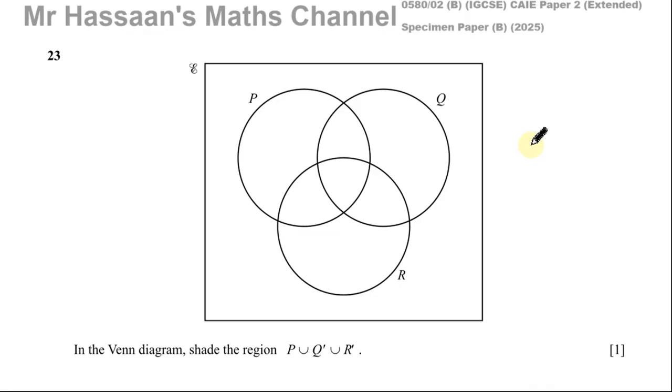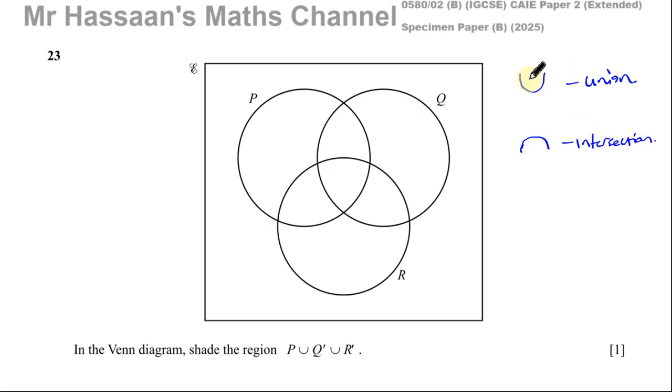So here we have a Venn diagram which involves 3 circles. And it says, in the Venn diagram, shade the region P union Q complement union R complement. So this symbol here means union. Okay? And with set notation and Venn diagrams, this basically means or. Whereas the opposite sign, which is upside down, which is called intersection, has the kind of connotation of and.